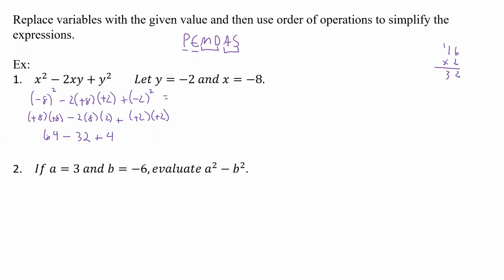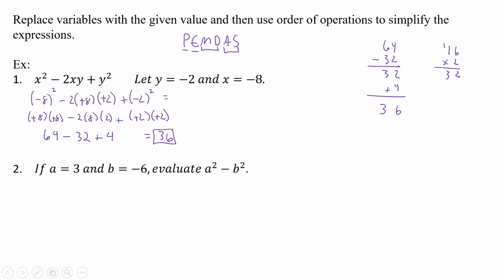Well, if we think about this, half of 64 is 32. So if we take 64 minus 32, well, guess what? We get 32. Now we have to add 4. So that's going to be a 6, and that's a 3. And so our overall answer then is 36.